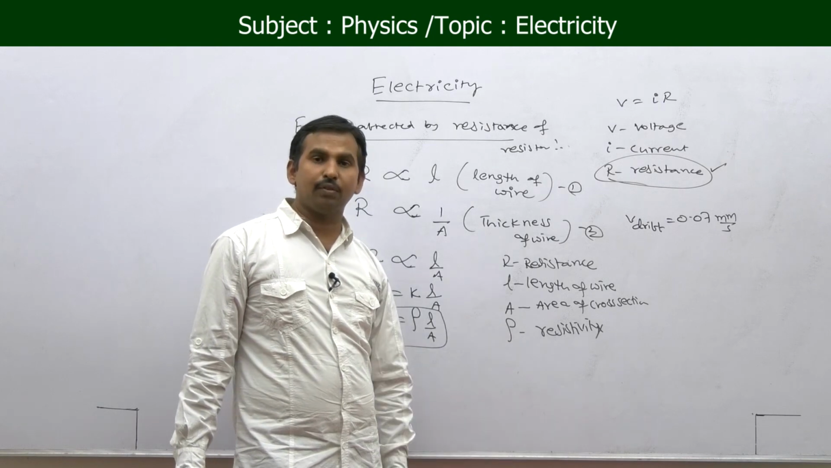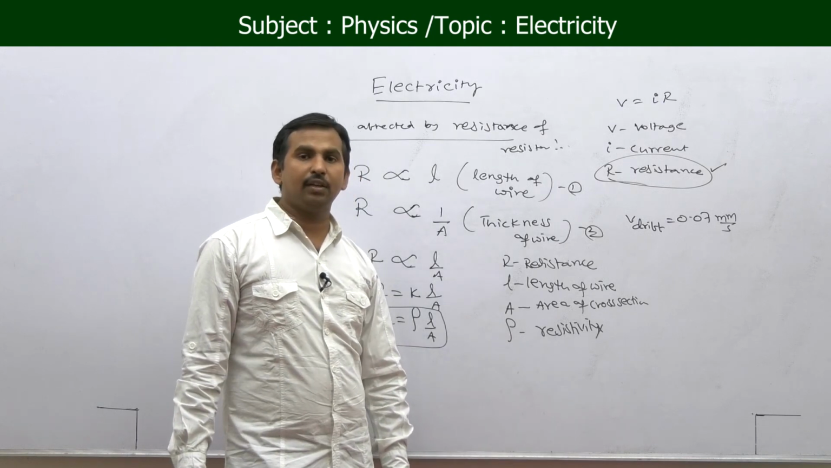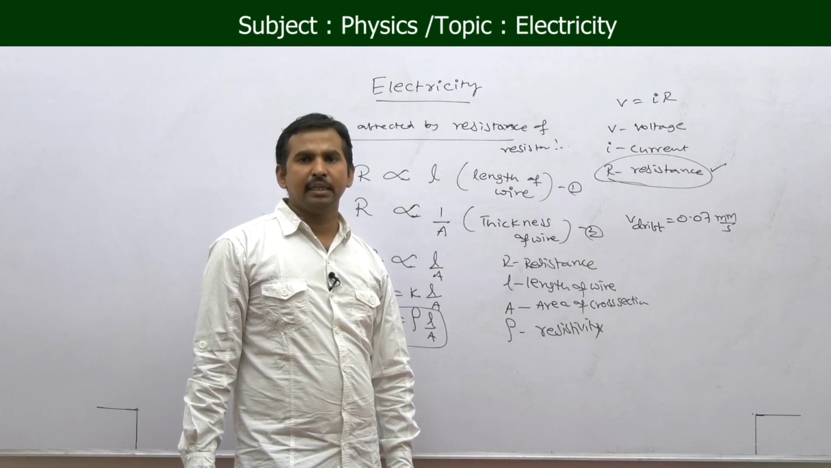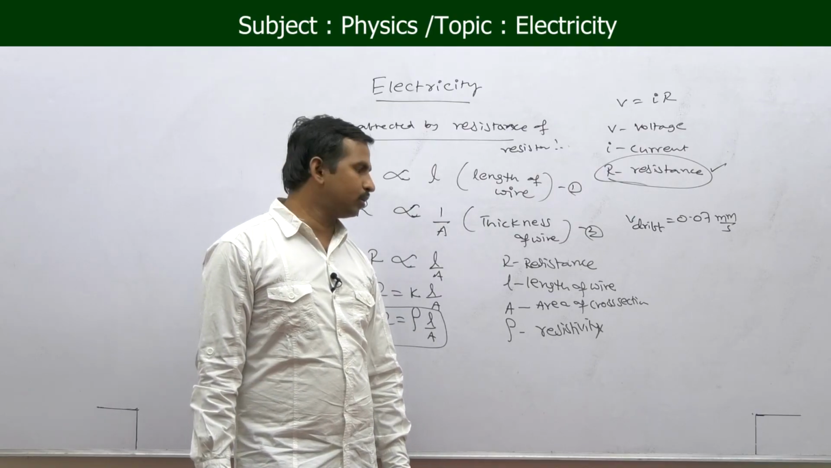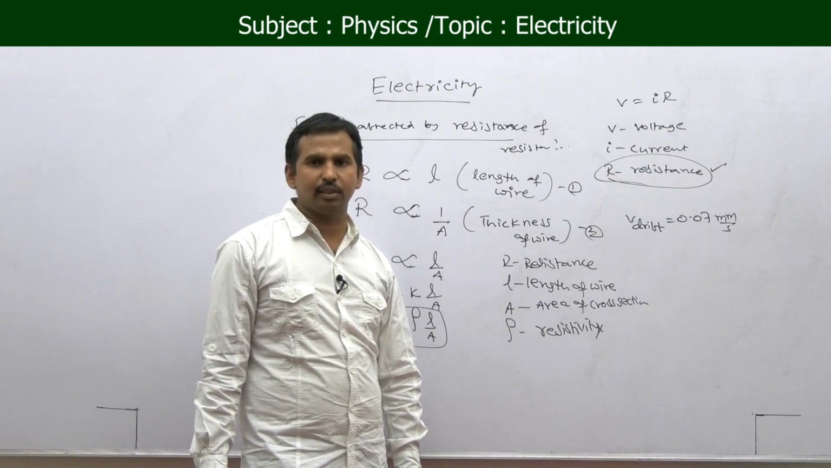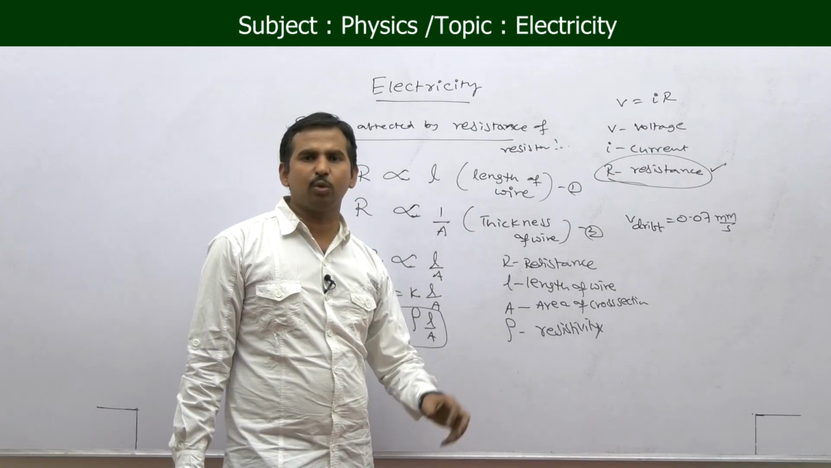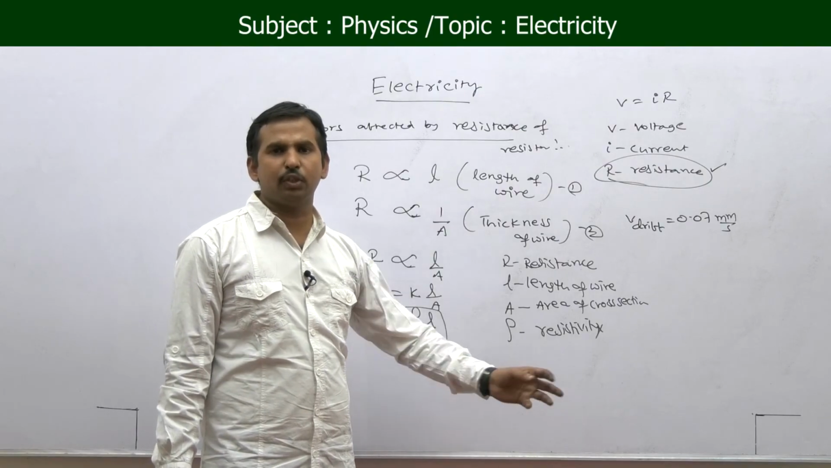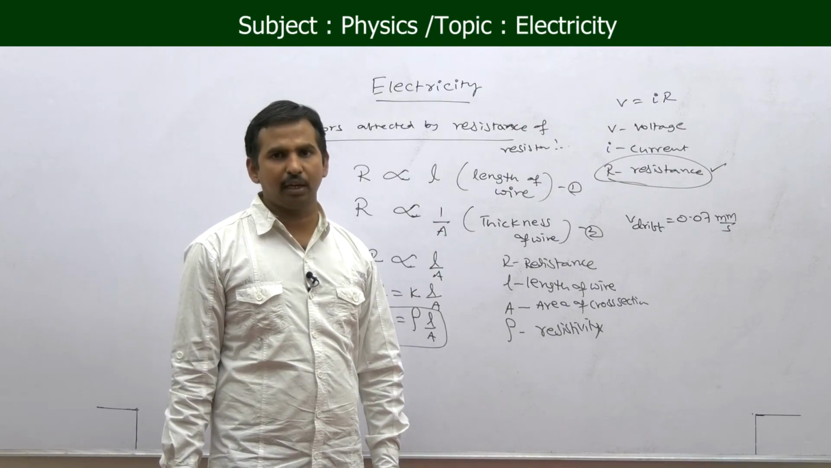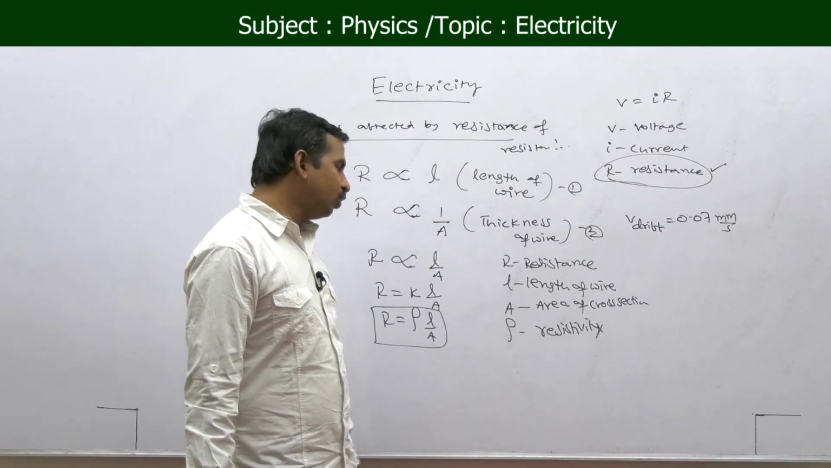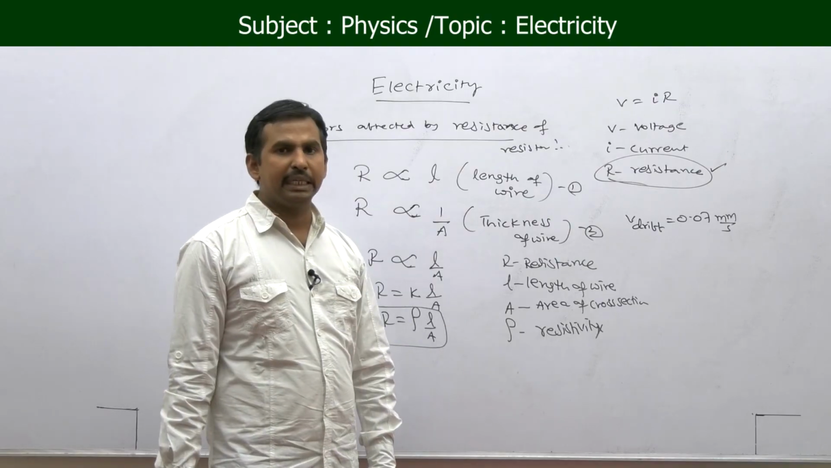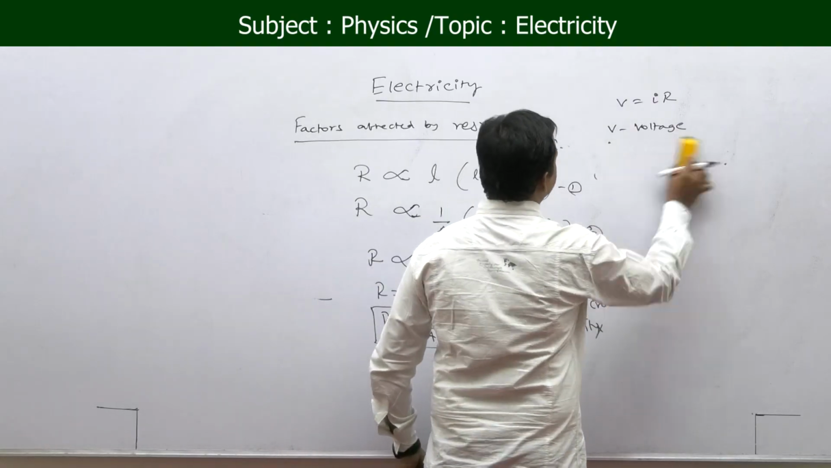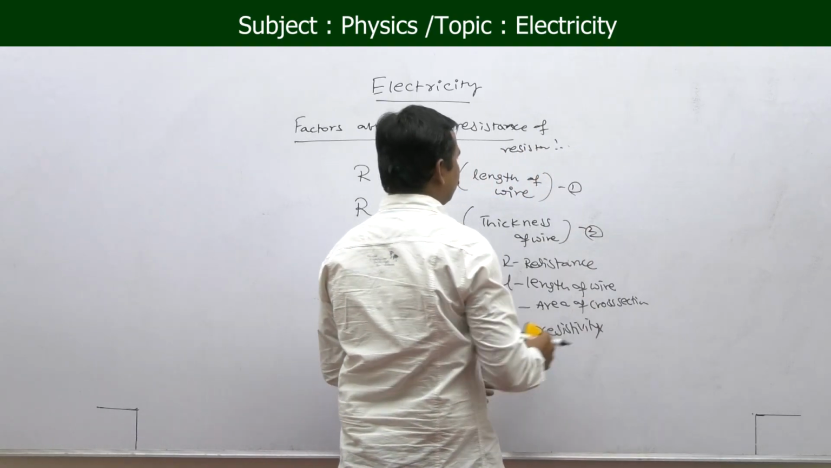Whenever the resistivity value becomes infinite, where the resistance is infinite, those we call insulators, which do not allow the current to pass through them. For them the resistance is infinite. Okay. Now we got a new physical quantity which is called resistivity, rho.